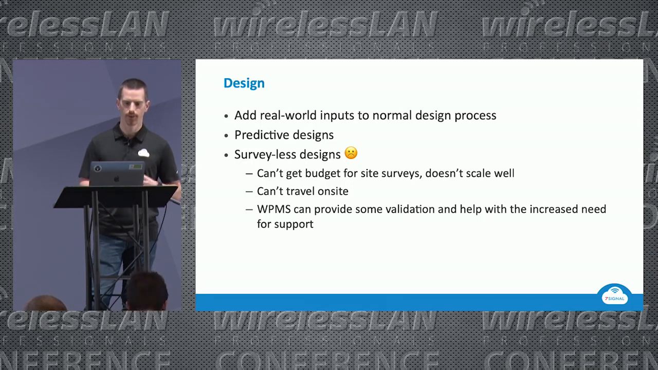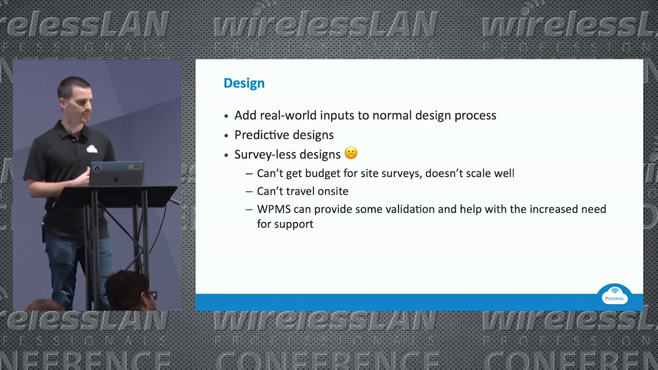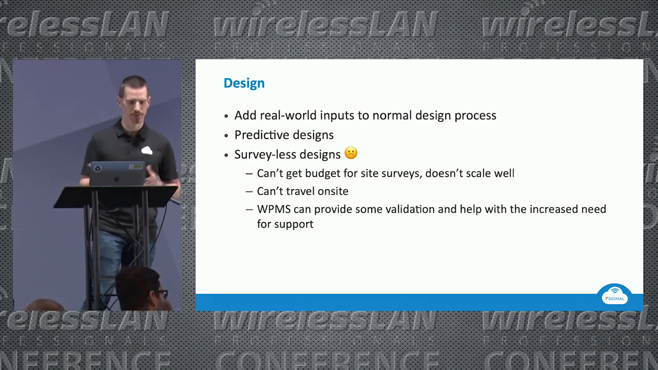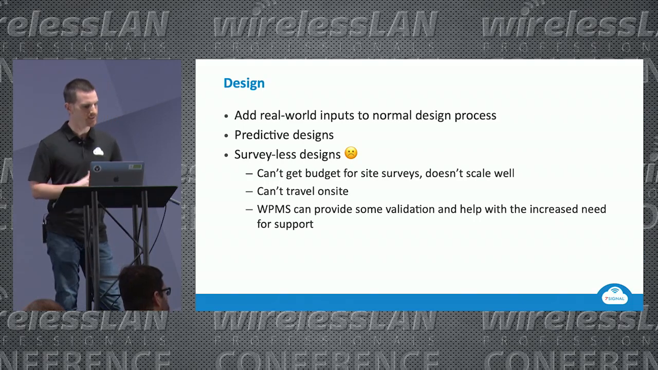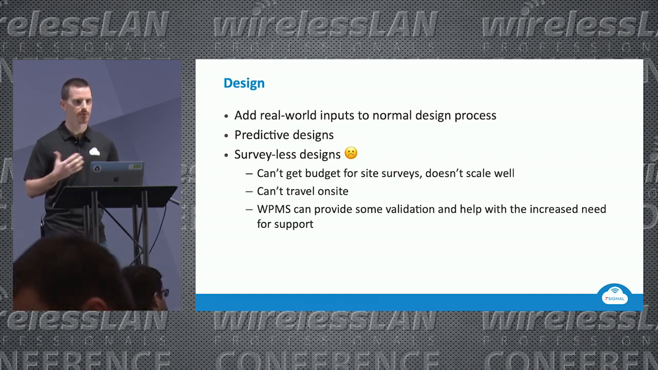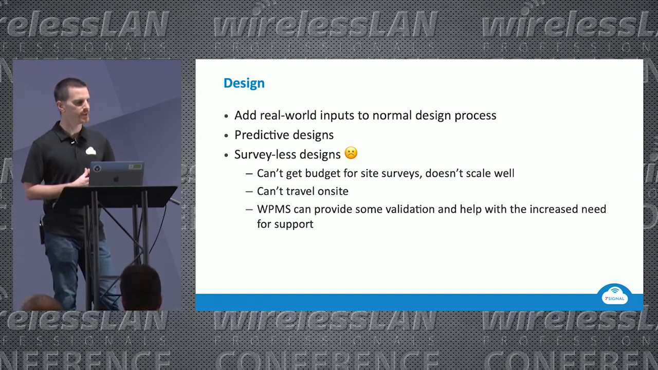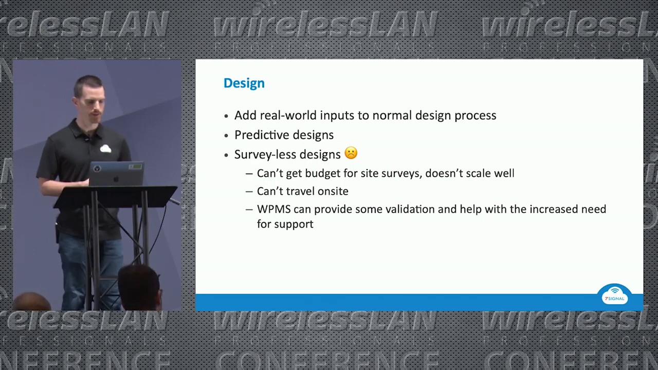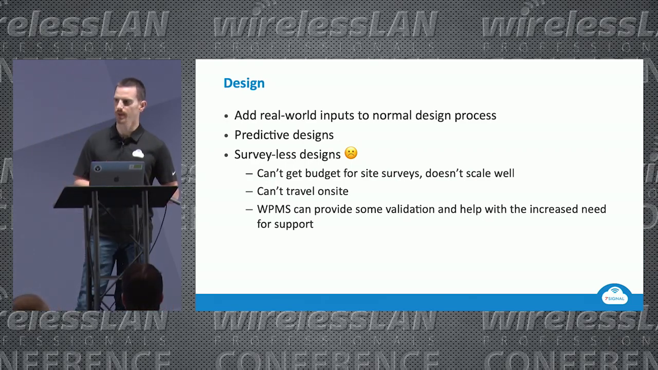You can give more real data to predictive designs, right? Their precision is only as good as the data they have. And then there's this whole phenomenon of surveyless designs, right? It's the wrong thing to do, you shouldn't do it, but it happens. And Wi-Fi performance monitoring systems can help out a lot there because there's going to be problems, there's going to be a lot more support tickets, operations costs are going to be high, and visibility and troubleshooting tools built into the network can help address that.